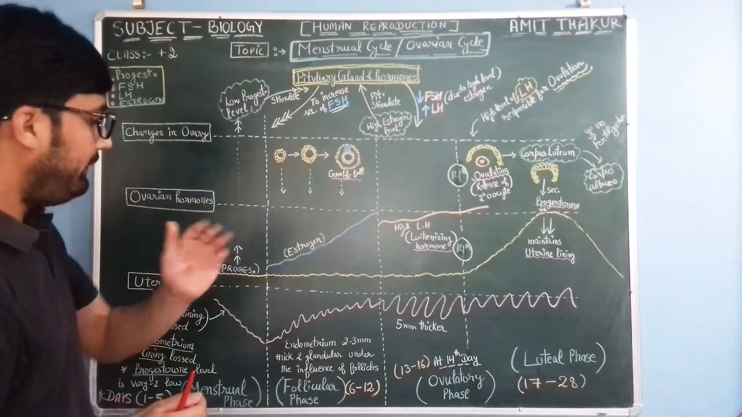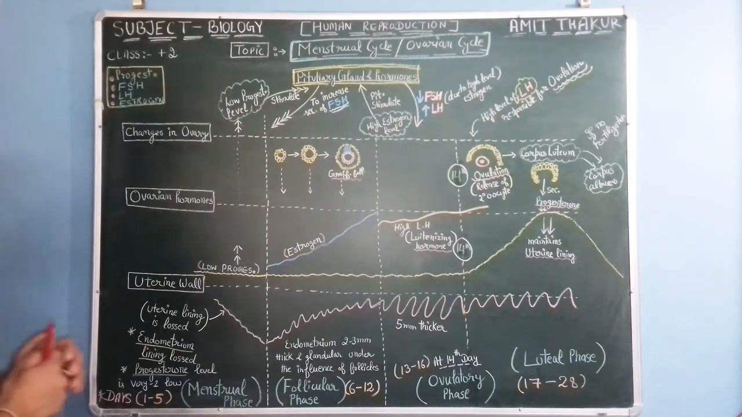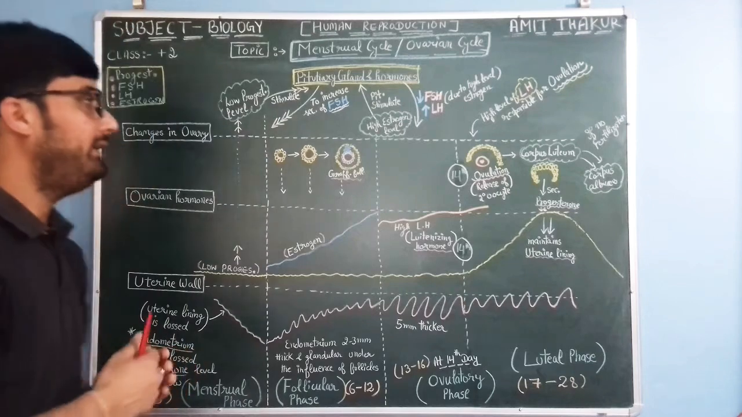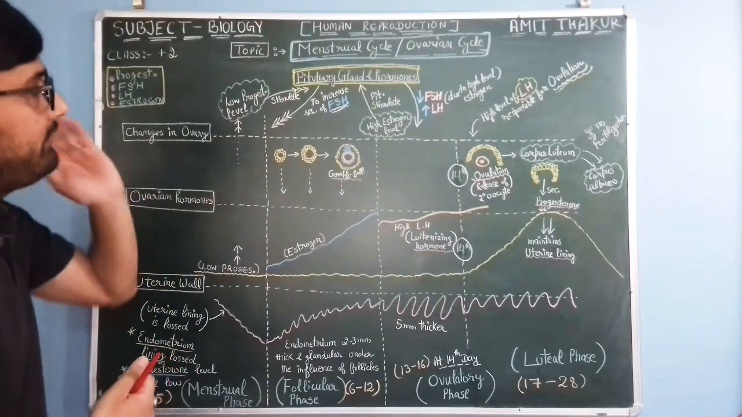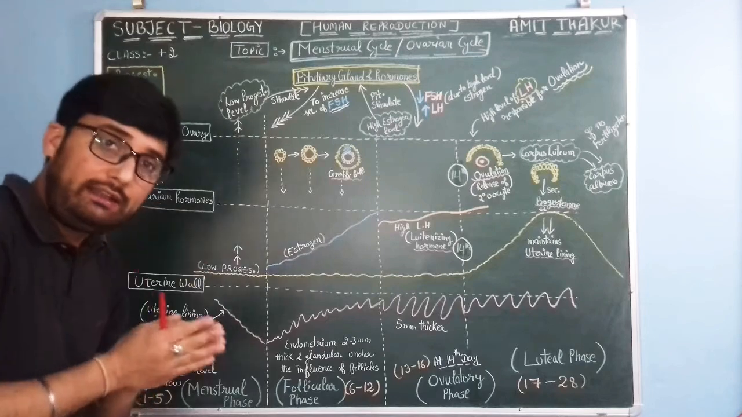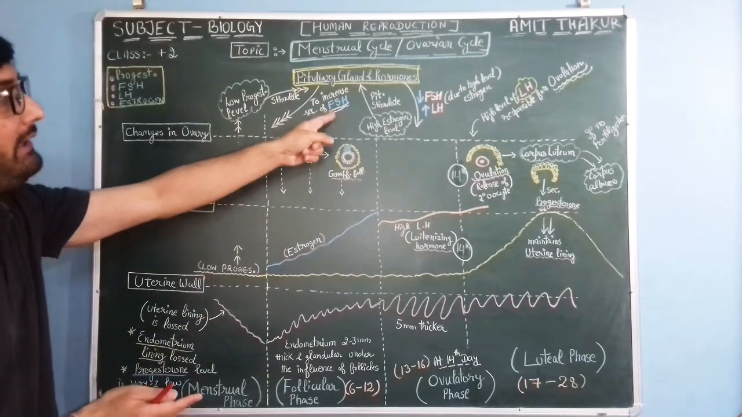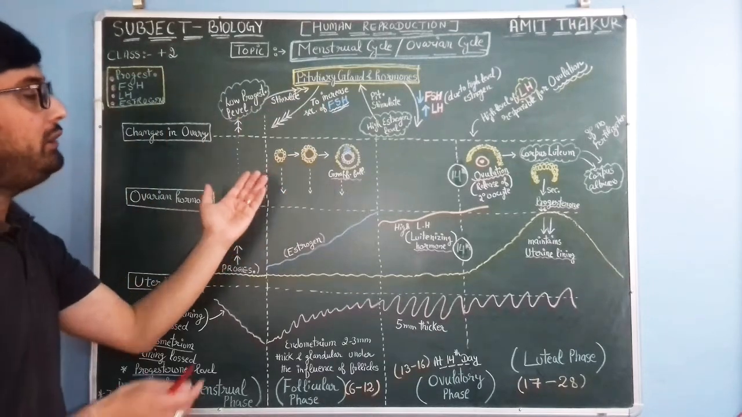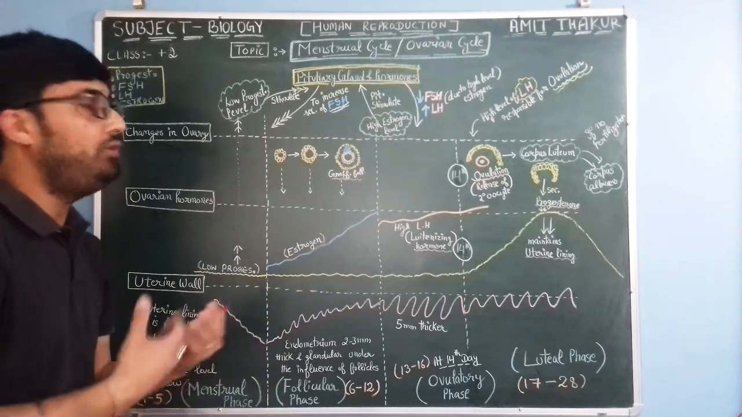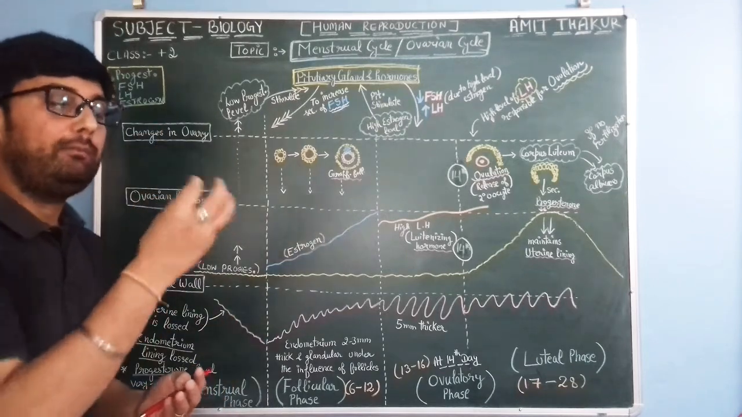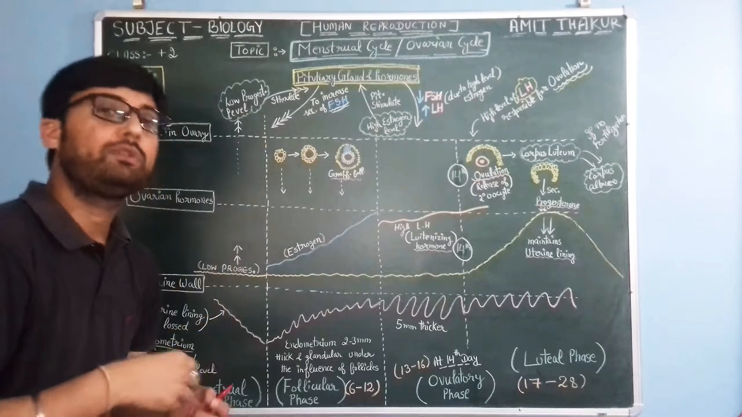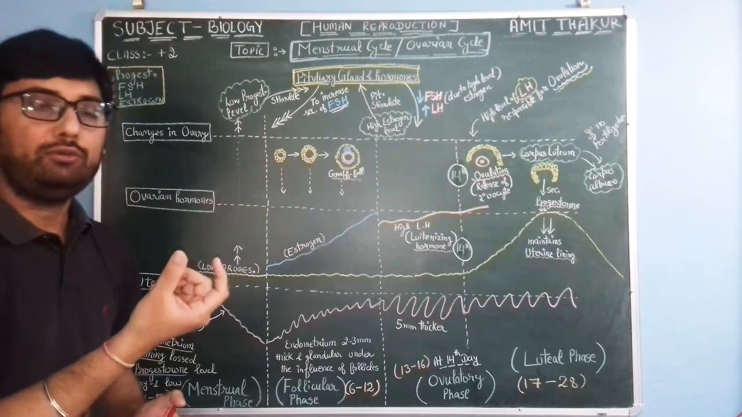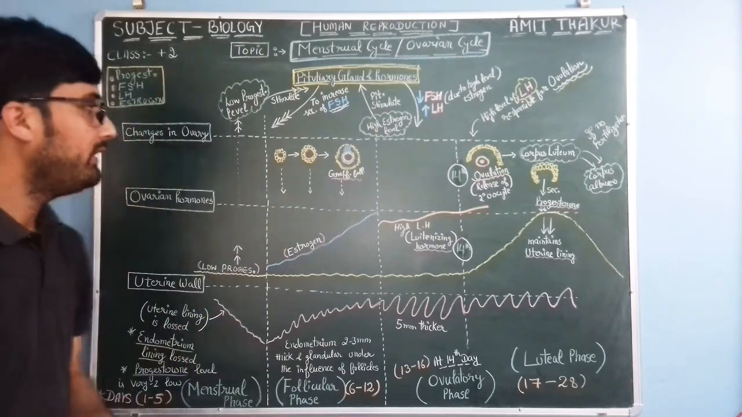So during this phase, what happens? When FSH secretion increases, because this FSH is released by the pituitary gland, the follicular cells start doing their function, and among the follicular cells, one cell would start becoming a primary oocyte, then a secondary oocyte, and then an oocyte or ovum.